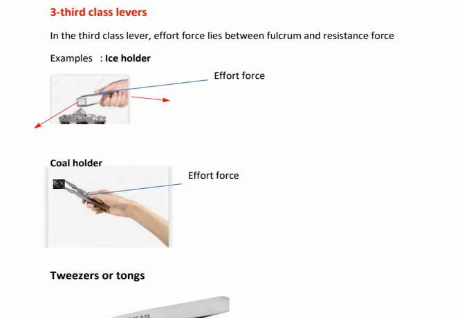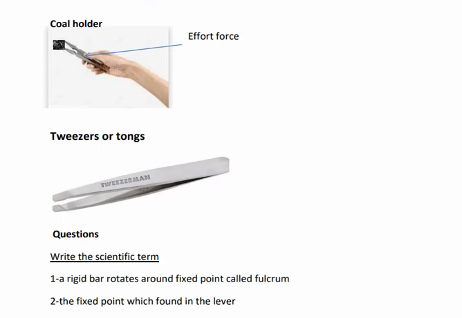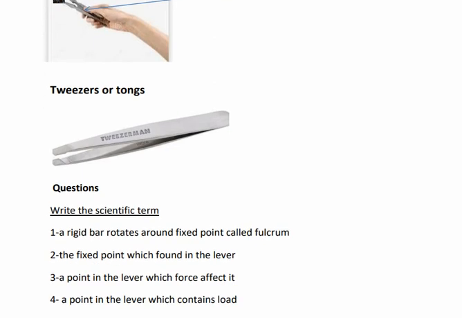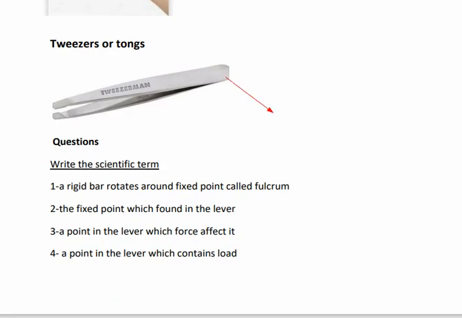Another example, coal holder is the same. The man holds it from the middle, so it is the effort force. Here is the resistance force, and here is the fulcrum. Tweezer or tongs is the same. Fulcrum, effort force, resistance force.